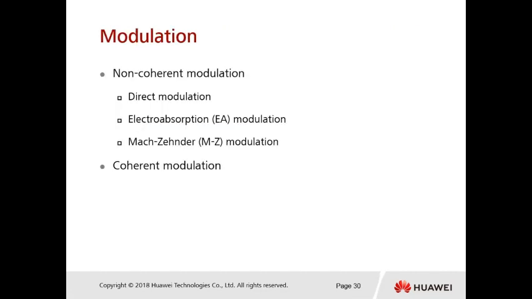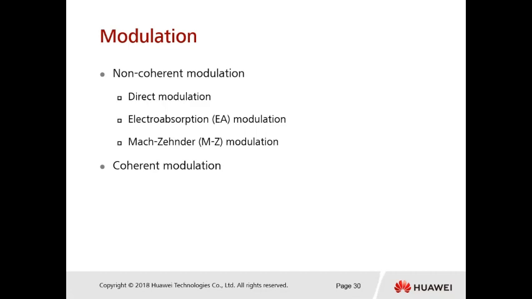Actually, we have two different modulations that can be used in our WDM network. The first one is non-coherent modulation. The second one is coherent modulation. The first one, non-coherent modulation, is used for low bitrate service, such as under 10G. Coherent modulation is for large bitrate service, such as 40G, 100G bandwidth.